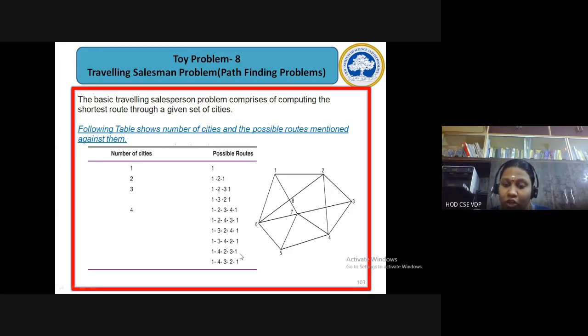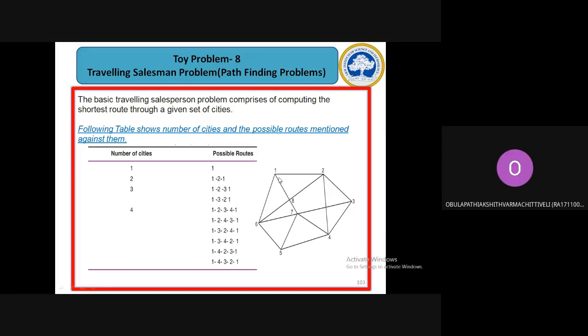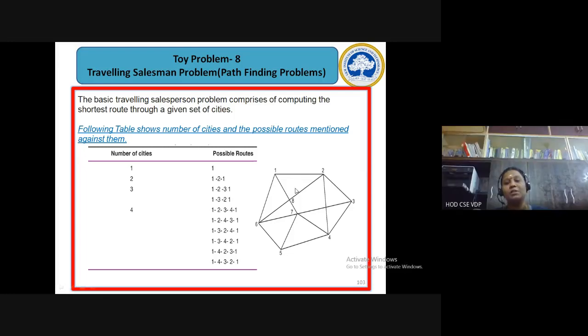Then the fourth combination, 1, 4, not possible, right? 1, 4, you don't have a direct path. Then this combination is also not possible, right? So here the only possible combination is 1, 2, 3, 4, 1. No, not possible. Even that is not possible. Right. So all of these are going to return a failure only.